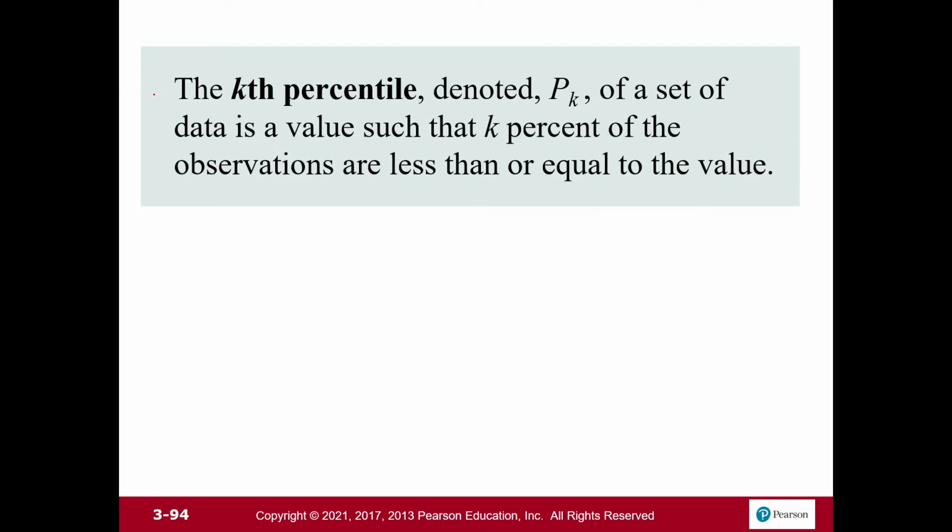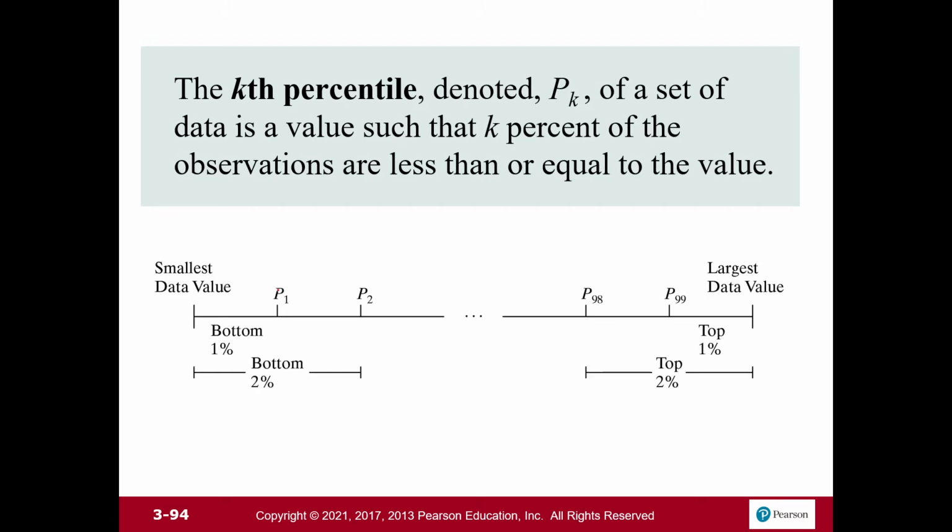So if k was 80, the 80th percentile, the data value associated with the 80th percentile would be greater than 80% of all the other values, out of all 100 values, 100% of the values. So this is what we're looking at. All right, P1 is the bottom 1%, P2 bottom 2%, P98 the top 98%, or you could just say the top 2%, top 1%, the largest values.